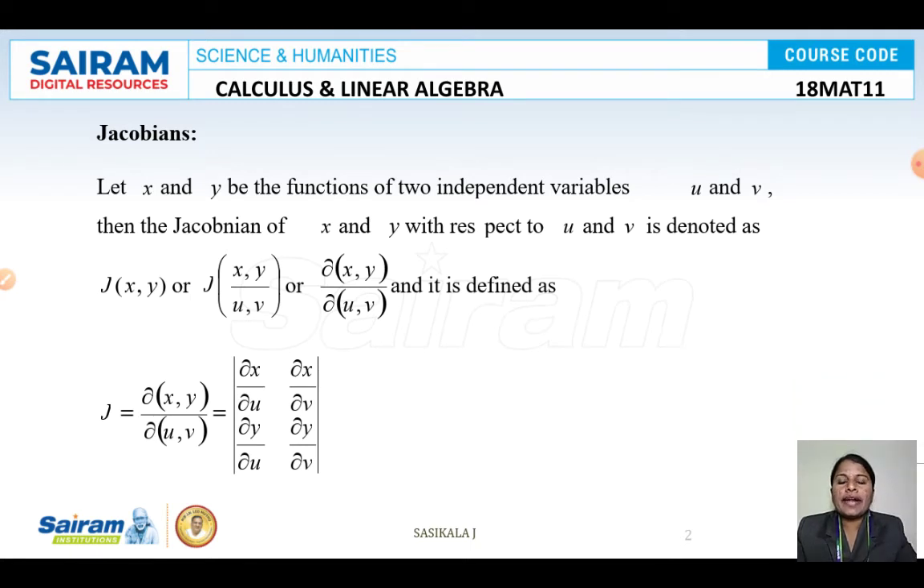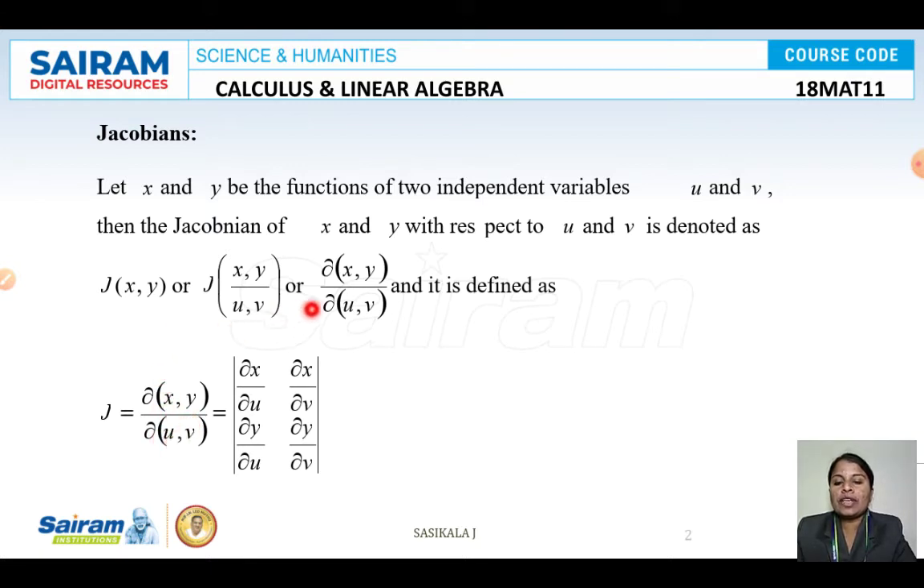Let x and y be functions of two independent variables u and v. Then the Jacobian of x and y with respect to u and v is denoted as J of x comma y by u comma v, or dou of x comma y by dou of u comma v, and it is defined as J equal to dou of x comma y by dou of u comma v.